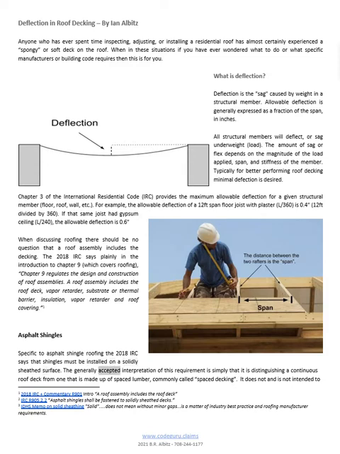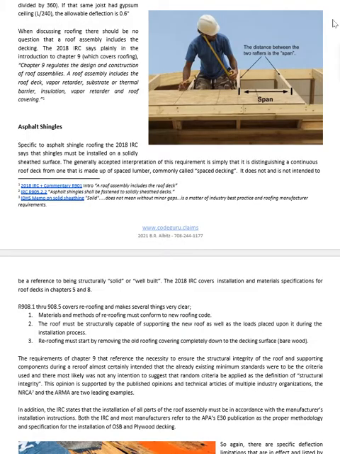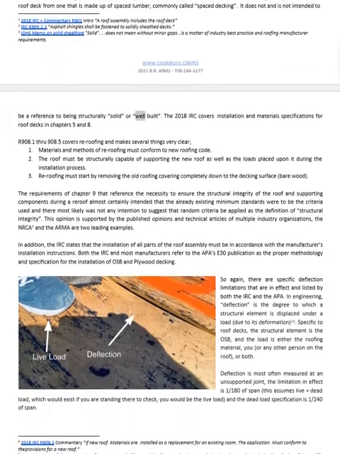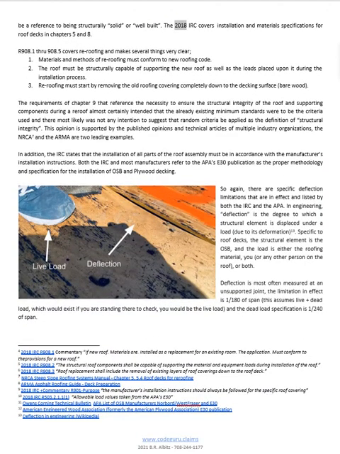The generally accepted interpretation of this requirement is simply that it is distinguishing a continuous roof deck from one that is made up of spaced lumber, commonly called spaced decking. It does not and is not intended to be a reference to being structurally solid or well built. The 2018 IRC covers installation and materials specifications for roof decks in Chapters 5 and 8.